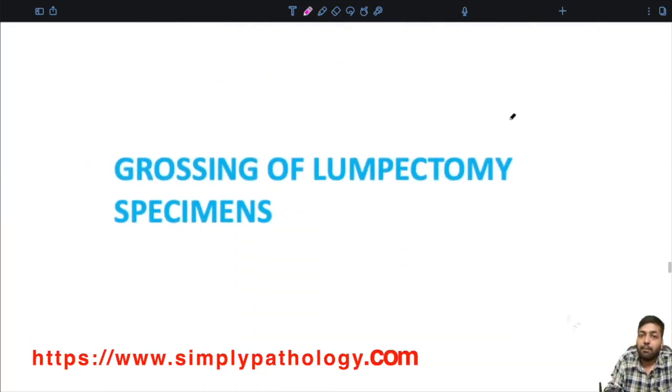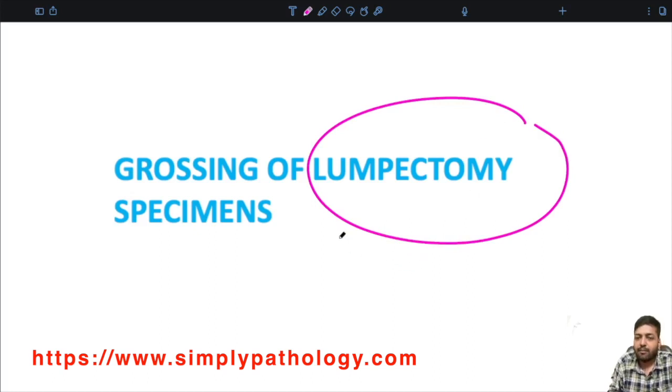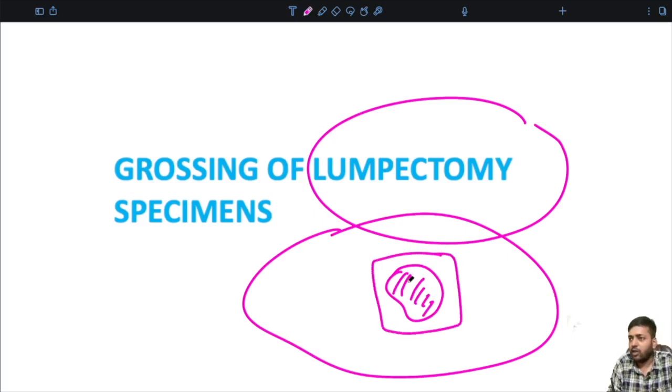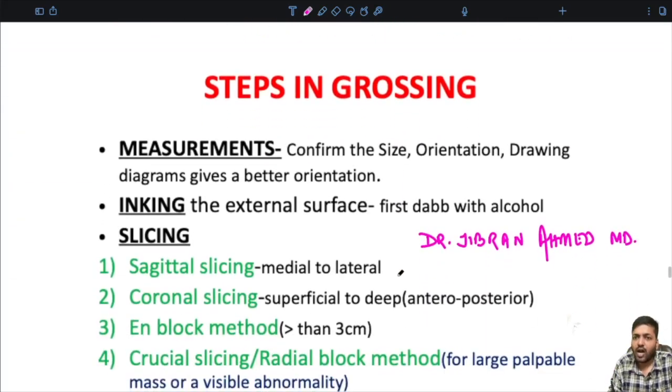Coming to the lumpectomy specimens. Just for example, this is the breast and this is the lesion. They have taken just this part, for example for a fibroadenoma or any lesion along with the swelling, and they have also taken some amount of normal breast tissue. This is the lumpectomy or the excisional biopsy of the breast. So how do you do the grossing for the excisional biopsy?